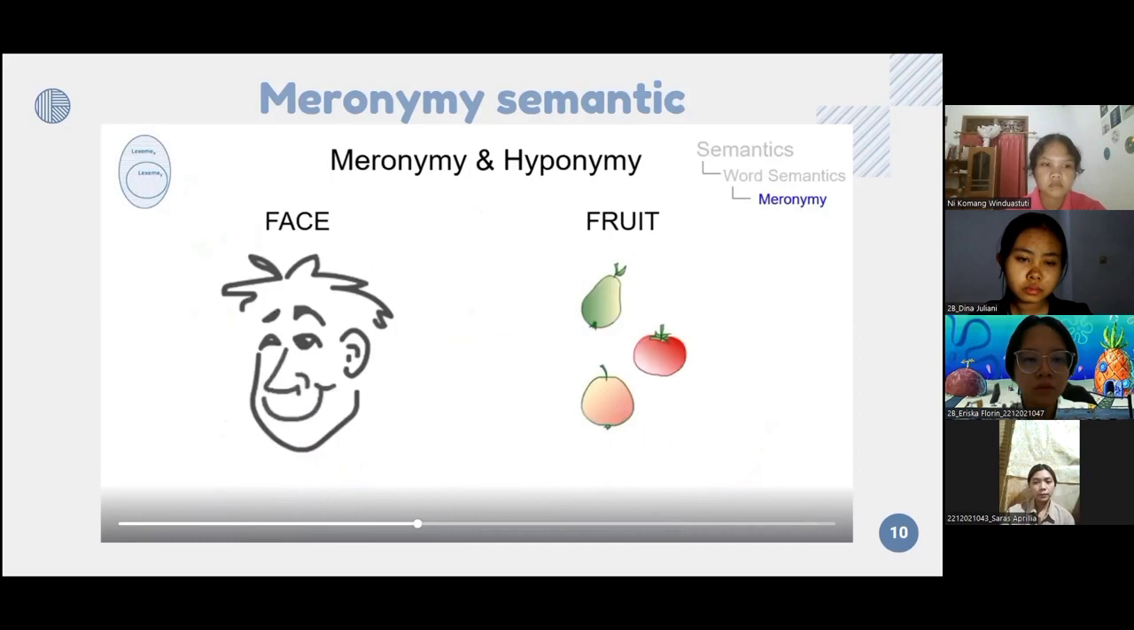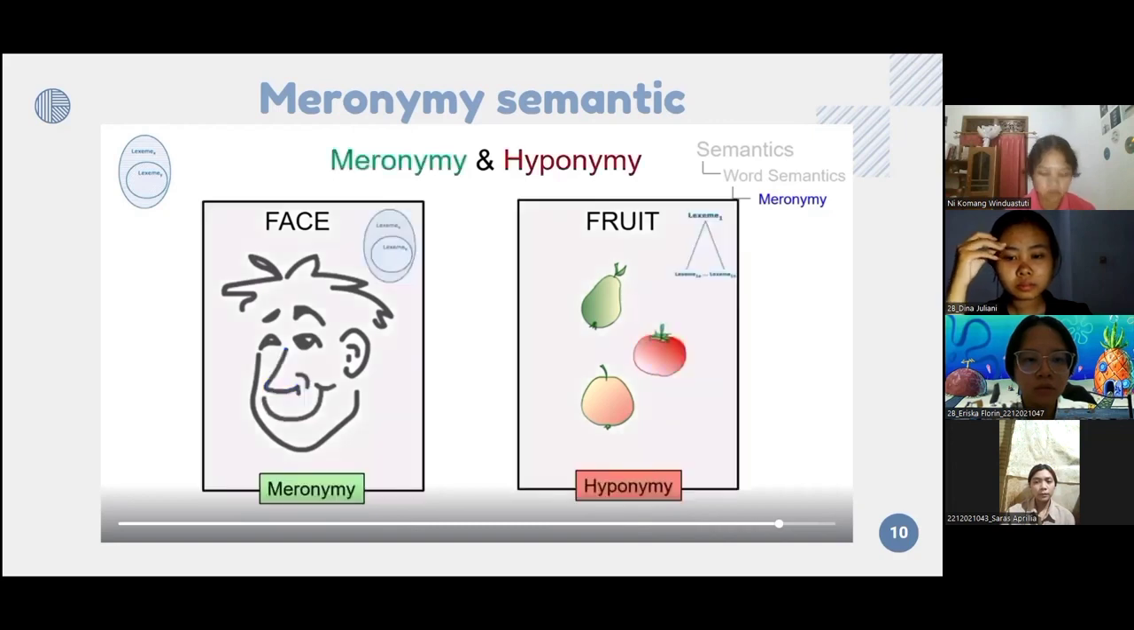Meronymy is similar to hyponymy in that it reflects a hierarchical relationship between lexical items. However, meronymy is not inclusion as a whole, but in terms of part-whole relationships. A nose is not a kind, but a part of a face, and an apple is not a part, but a kind of fruit. Hence, meronymy is a part-whole relation, hyponymy one of inclusion.